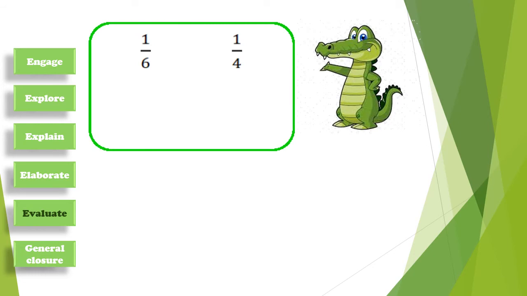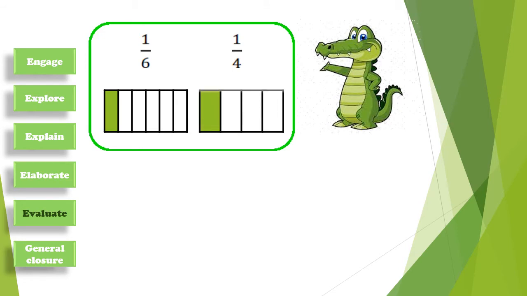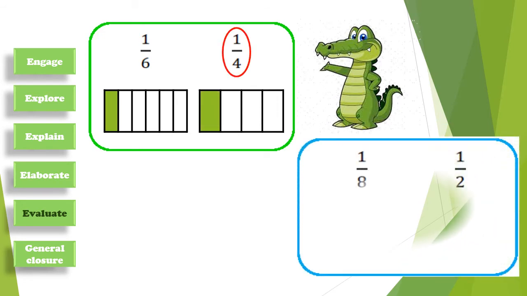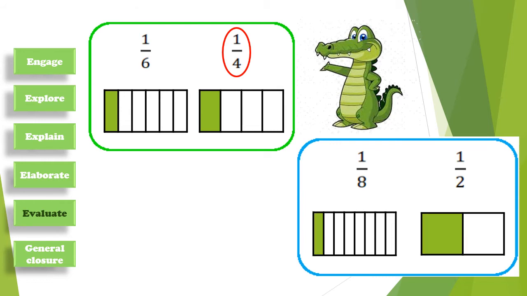6 and 4. Which is the greatest fraction? The fraction that has the smallest denominator is the biggest fraction. 4 or 6? 4 is the smallest, so 4 is the greatest fraction. 8 and a half. 2 is smaller than 8, so half is greater than 8.